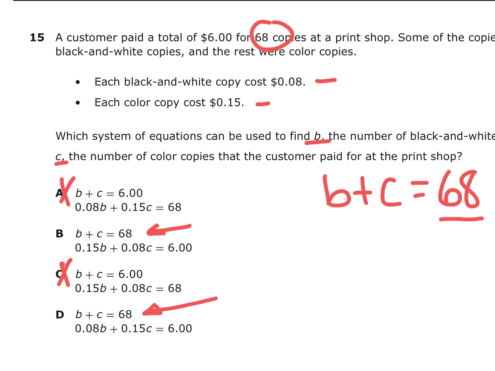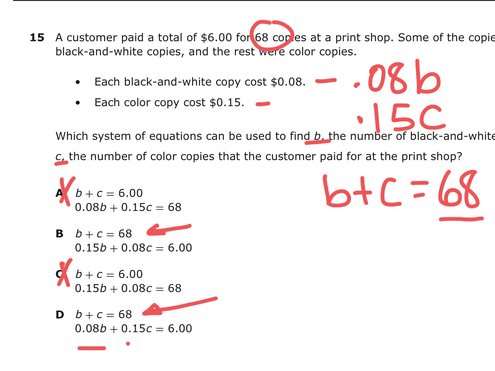Well, black and white is 8 cents, okay? And the color copy is 15 cents. So is it going to be answer B or answer D? Well, let's go back. Black and white is 8 cents, so it should be 0.08 B. And color copy is 15, so it should be 0.15 C.